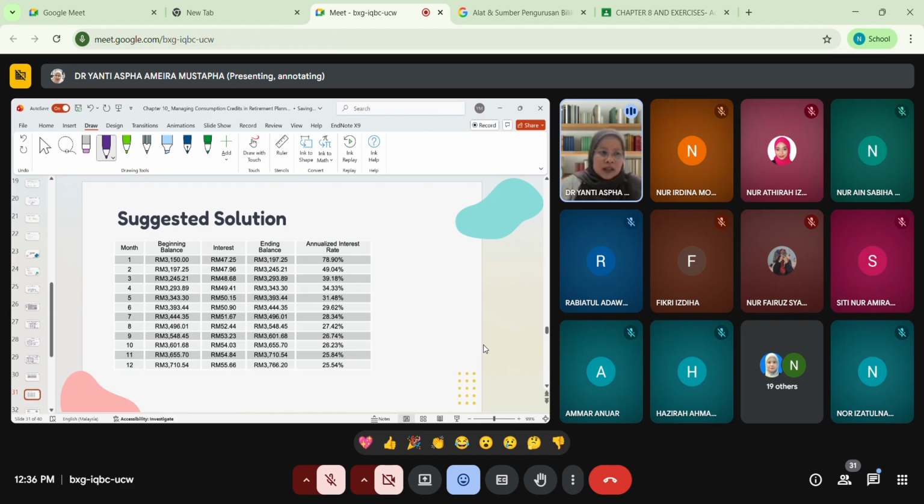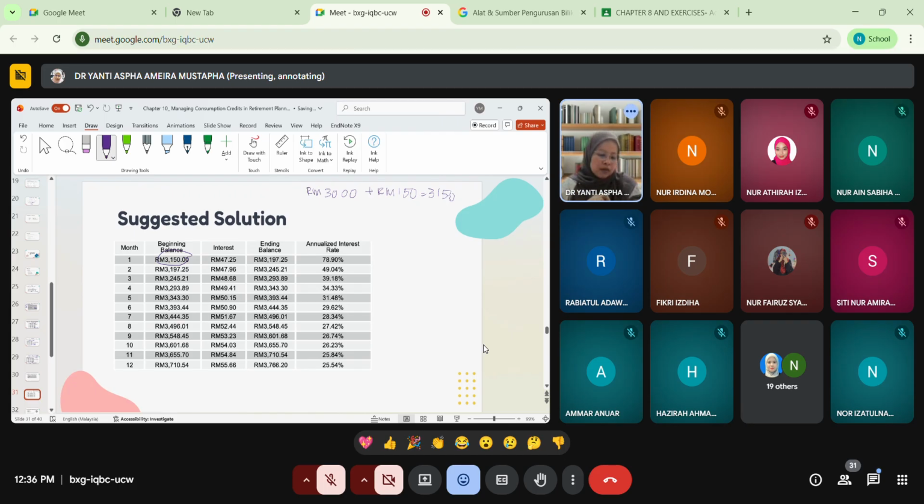So if you look at this, here dia ada explanation. So beginning balance, suggested solution. So beginning balance dia ambil berapa ribu tadi? He took out 3,000 ringgit. And he had to pay fee of 150, meaning the total is 3150. So this is 3150. Why is it not 3,000? Because kena bayar fees. Okay, interest dia is 47 ringgit 25 cents.